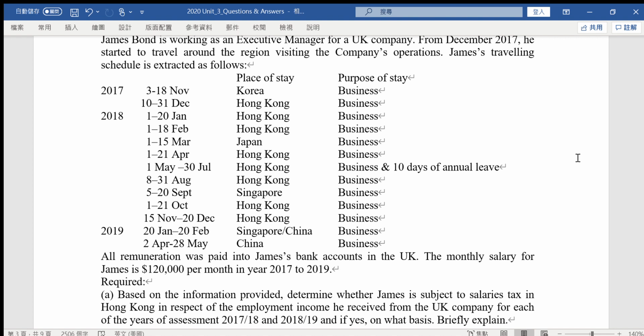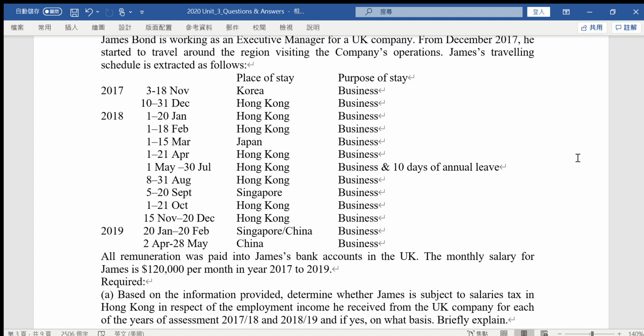For this one, you will find that it doesn't give you the number of days. That's why you need to count the number of days in each year of assessment by yourself. But if the question has already given you the days, then you don't need to count the number of days on your own. You just use the information in the question, that will be sufficient. But for this one, you need to do it by yourself.